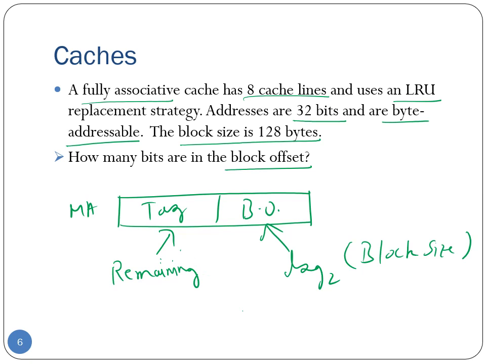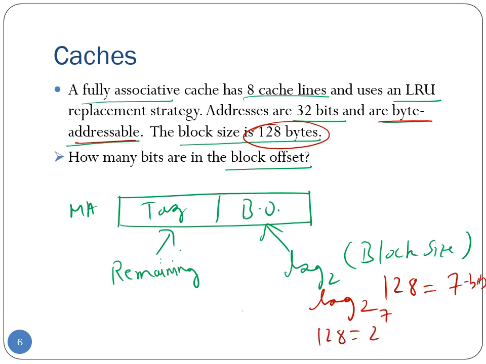In this case, the memory is byte addressable and each block has 128 bytes. So the block size is 128. Therefore, the block offset would be log to base 2 of 128, which is basically 7 bits. Recall that 128 is 2 to the power 7. That's why log to base 2 of 128 is 7.